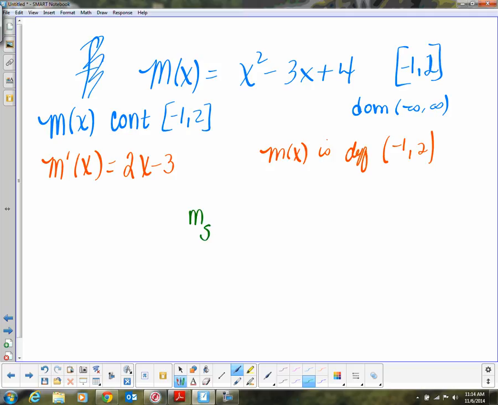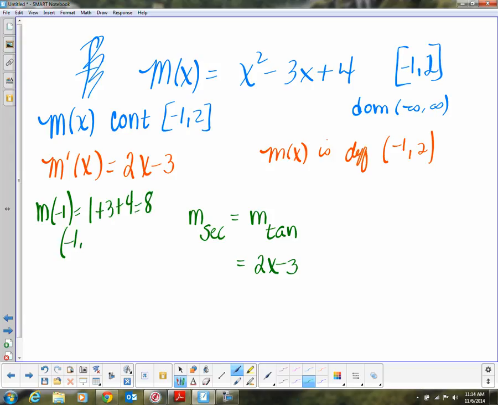Slope of secant equals slope of tangent. What's the slope of the tangent line? 2x minus 3. How do I get the slope of the secant line? I'm going to need m of negative 1. Negative 1 squared plus 3 plus 4 looks to me like it's 8. So I've got negative 1, 8. Now I've got to do m of 2. That's going to be 4 minus 6 plus 4. Is that 2? So I've got 2, 2. Did I do that wrong? It's negative 2. But 4 plus 4 is 8. No, the slope. The slope's going to be negative 2.